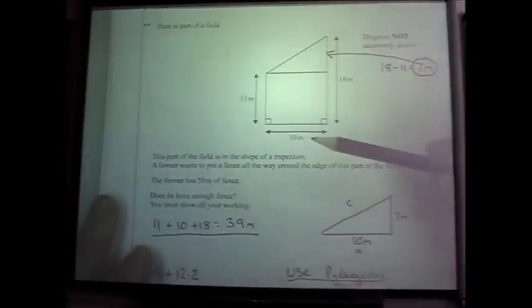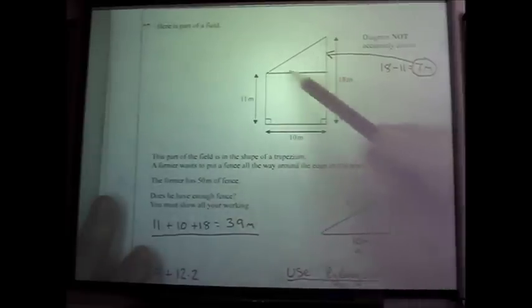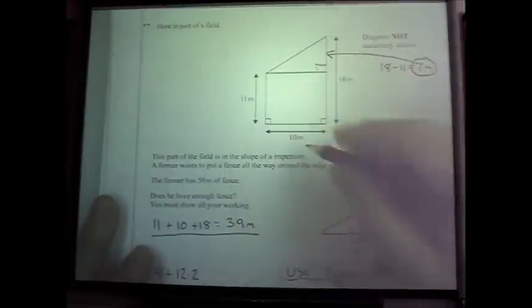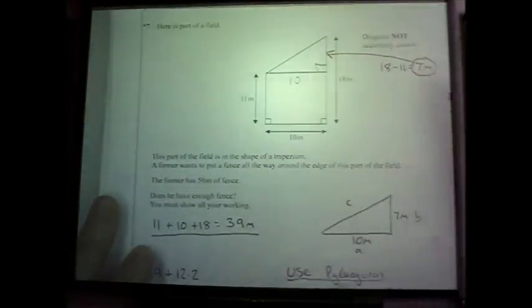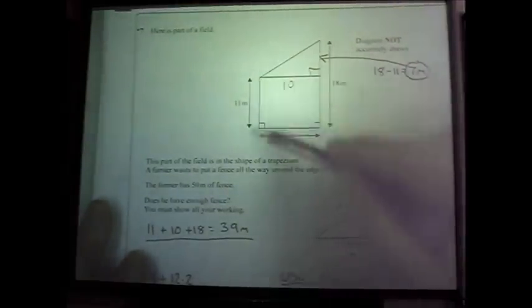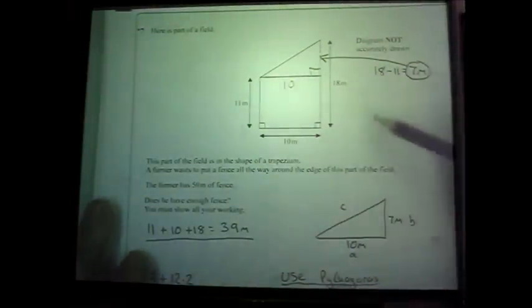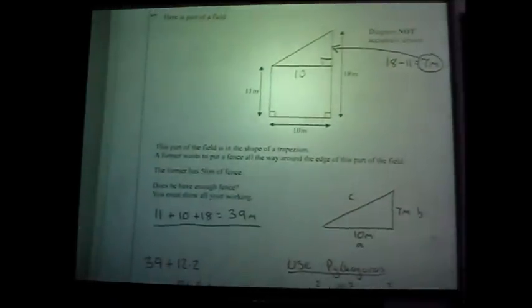You've got to spot that this is a Pythagoras question. And that's why I've drawn that line in there, because then we've got a lovely right-angled triangle. We know the base is 10 meters, so that's 10 meters there. Make sure that's clear there. We know the height is 7 meters, because 18 take away the 11 gives you 7 meters there. So I'm going to put this into Pythagoras. Here's my triangle, I've drawn it there, and here's my workings for it.